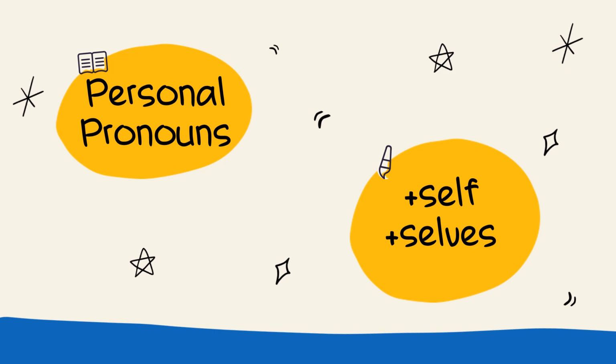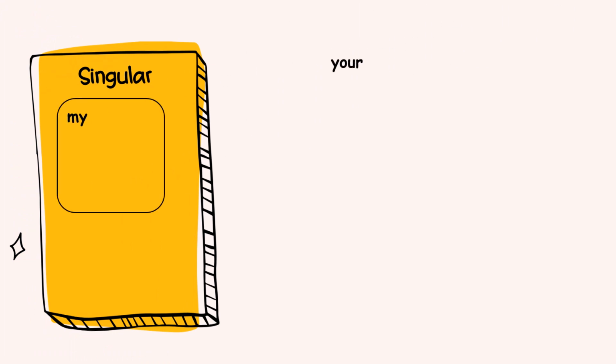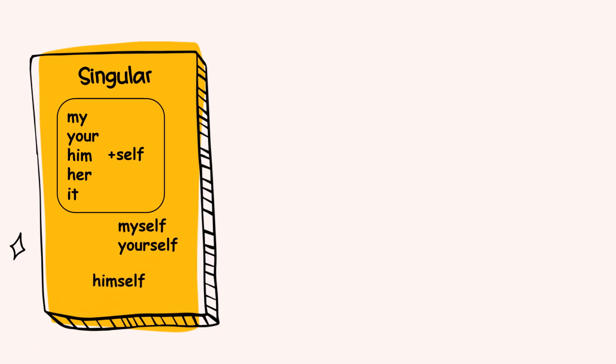Let us take singular personal pronouns like my, your, him, her, it. Now add self to it. So it will read as myself, yourself, himself, herself, and itself.